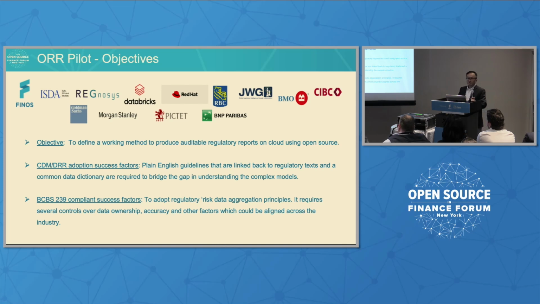So definitely, it will take advantage of CDM and DRR, and it will provide an English language guideline for the reg text, and an open common data dictionary, to bridge the gap on the complex model understanding. It's also going to follow BCBS 239, which is a principle for effective risk aggregation and risk reporting. So multiple data control points on data ownership and data quality will be in place.